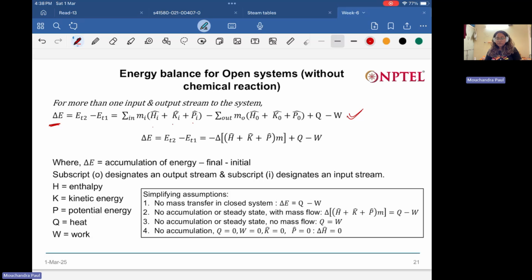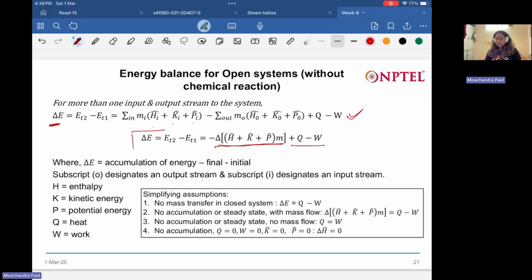Now, usually we represent the accumulation term in energy, where the final energy is subtracted from the initial energy. And in this term, here we are subtracting the outlet enthalpy from the inlet enthalpy. That is why the negative sign has come in the front, right? And the rest of the term, Q minus W, remains the same.